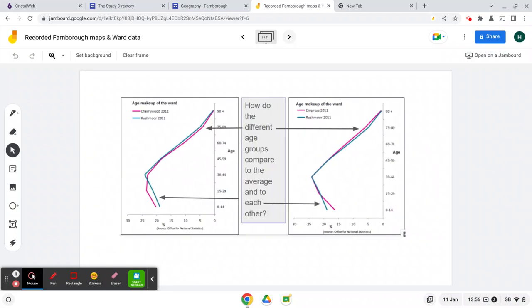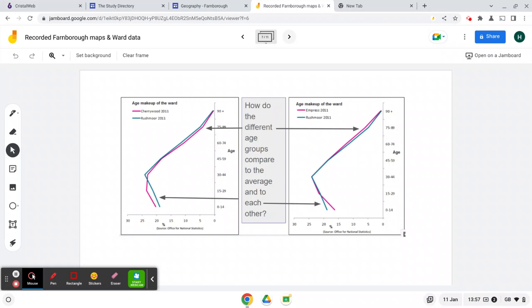So census data. We're going to have a look at some census data and what it shows. And whilst you're doing this, be thinking about why this is useful in terms of social inequalities and economic factors. So here we've got the population. So in blue on both graphs is the age makeup of Rushmore, the borough of Rushmore. And then you've got Cherrywood Ward and Empress Ward in pink on each graph.